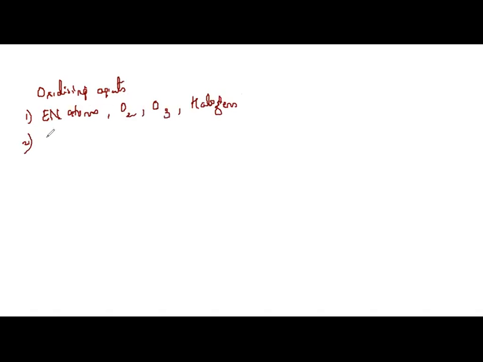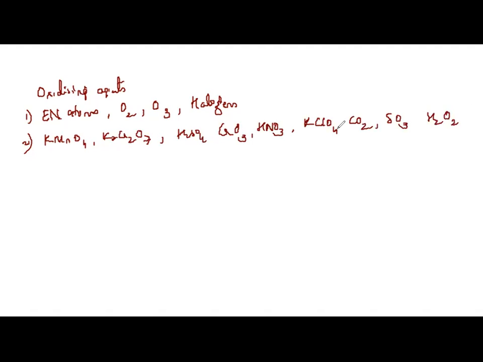Second, compounds having an element which is in its highest oxidation state. For example, KMnO4 acts as an oxidizing agent, K2Cr2O7 acts as an oxidizing agent, H2SO4 acts as an oxidizing agent, CrO3 chromic oxide acts as an oxidizing agent, nitric acid acts as an oxidizing agent, then you have ferric chloride, mercuric chloride, KClO4, potassium chlorate, carbon dioxide, SO3, and even hydrogen peroxide acts as an oxidizing agent.